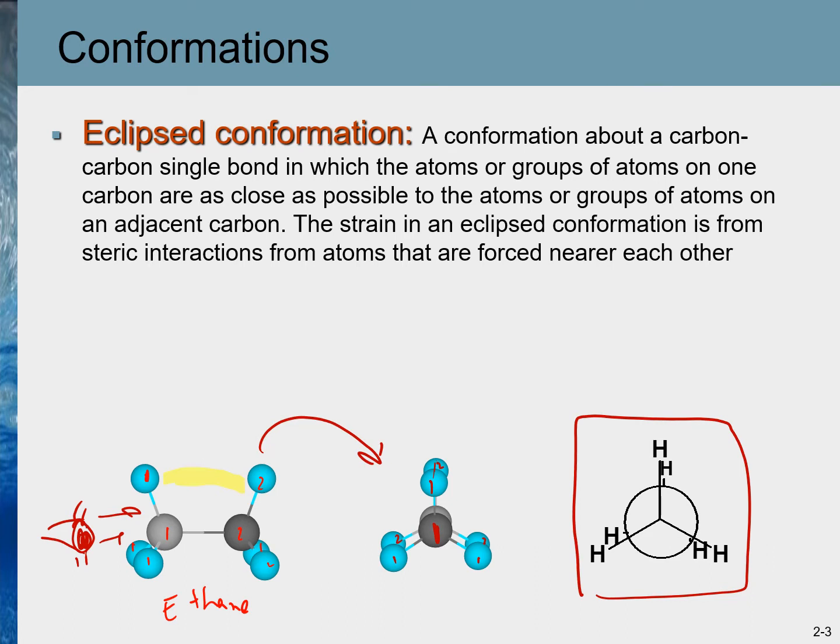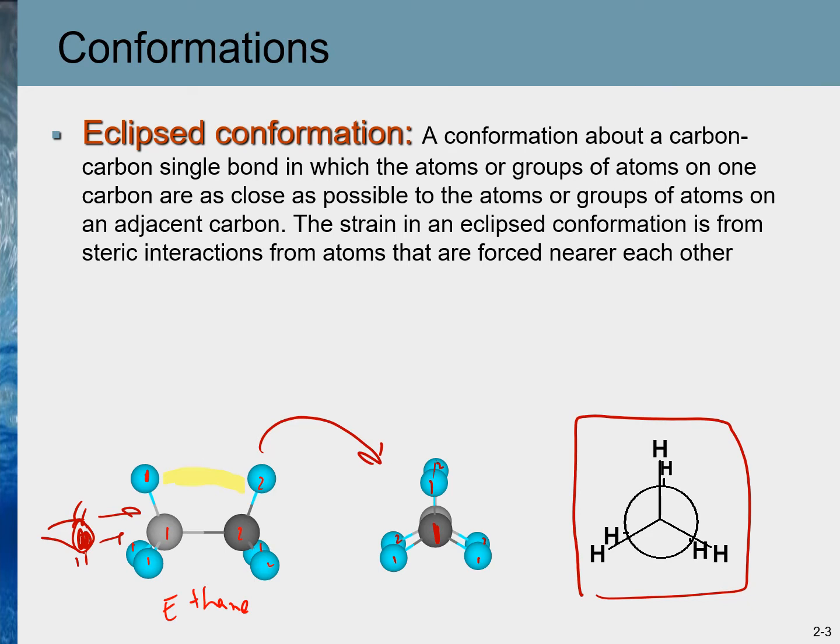In eclipsed conformation, because of the steric repulsions between the hydrogen atoms, there is a strain. The atoms don't like to be that close to each other. That's why eclipsed conformation is relatively higher in energy. Molecules don't want to be in eclipsed conformation because that puts a strain on their structure.